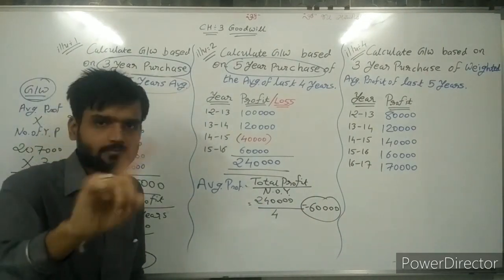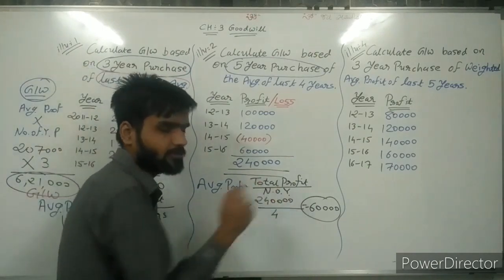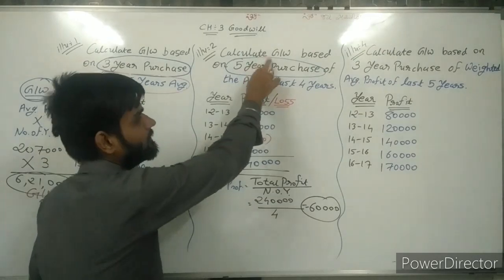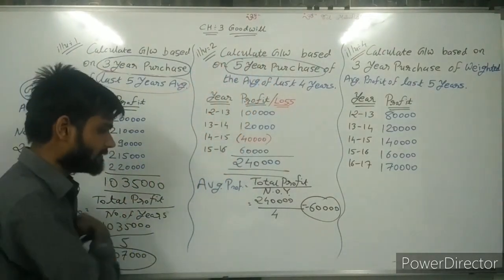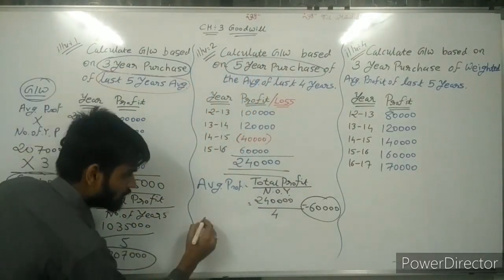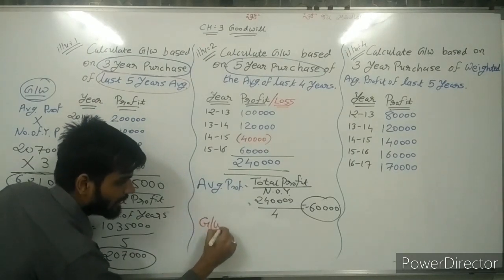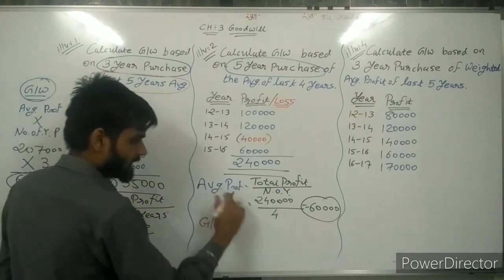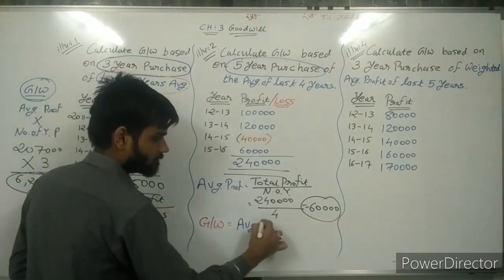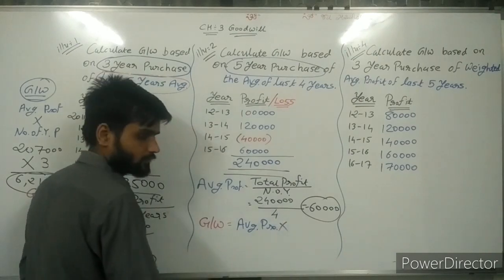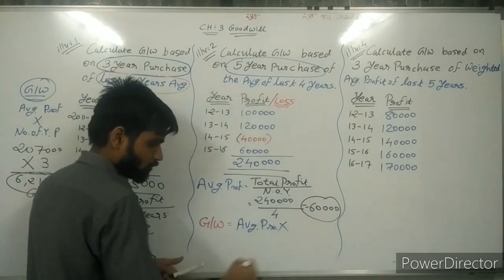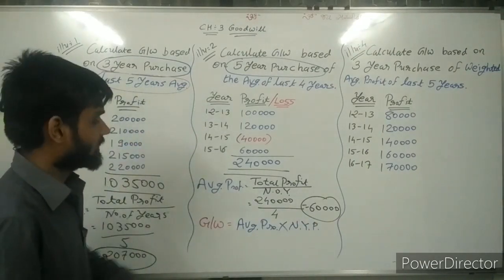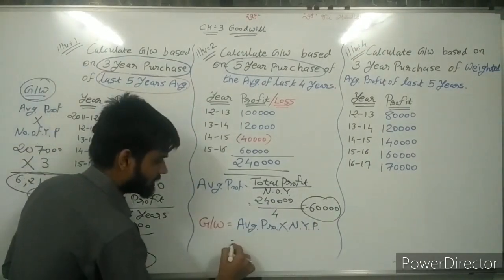Now, sir, I am not interested in average profit. Yes, I need to use it, but our target is to find goodwill only. So what is the value of goodwill? If we need to find the value of goodwill, then goodwill is equal to average profit into number of years purchase. Sir, average profit is this 60,000 rupees.